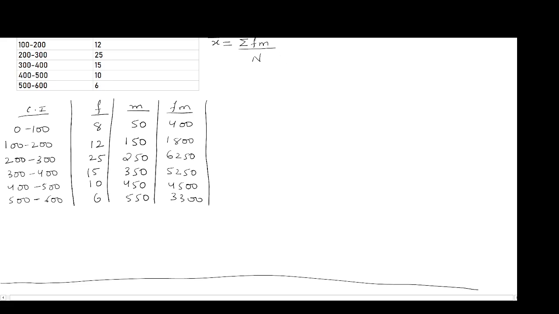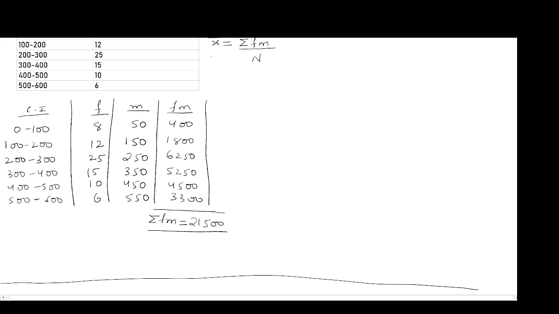Now in the formula I have summation, so I have to find out summation fm value. That is, take the total of these fm values, you will get summation fm. 400 plus 1800 plus 6250 plus 5250 plus 4500 plus 3300, and the total is 21,500. So this is my summation fm value.